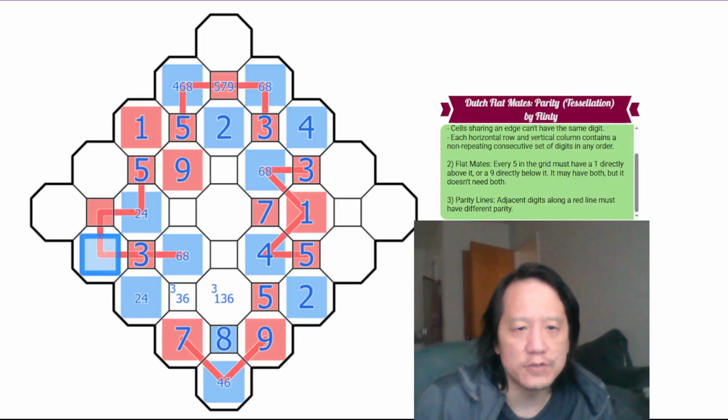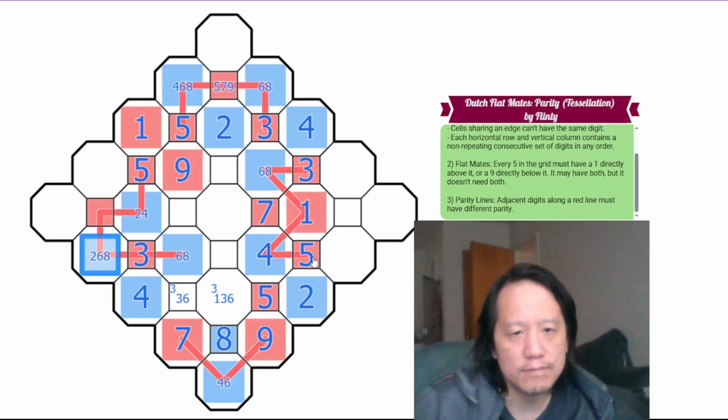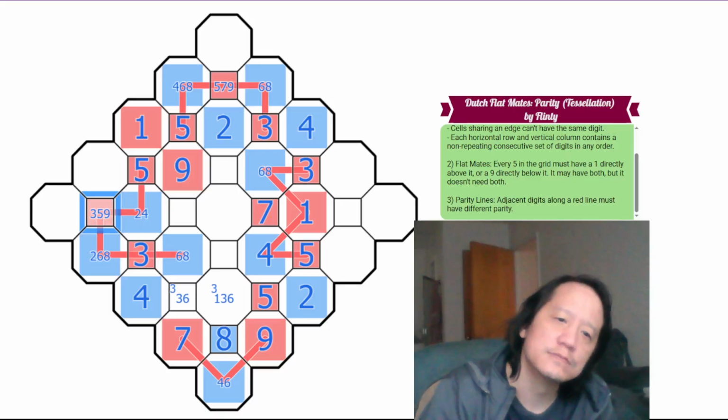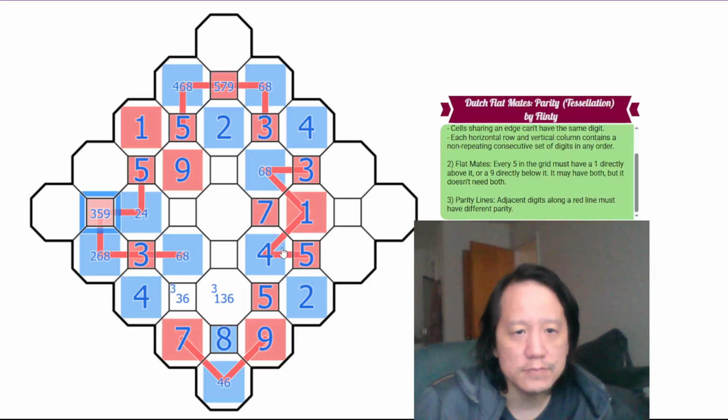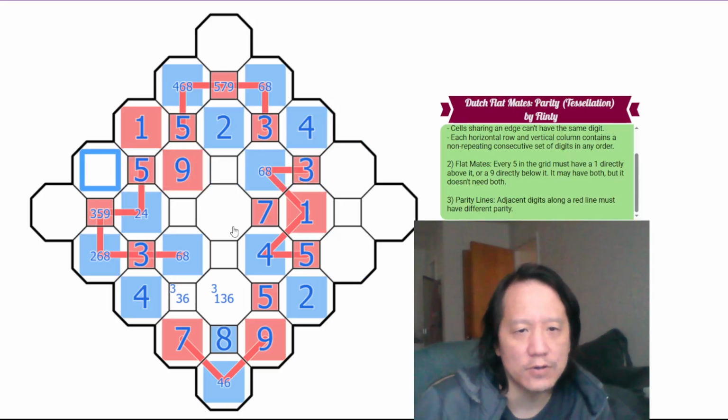What are the possibilities here? It's 2, 6. This 2 eliminates 2 here. So this is 4. So this is 2, 6, or 8 here. We need a 7 in one of these spots. We don't know which. This has to be 3, 5, or 9. This can't... It could be 6. This is 3 through 9 here.